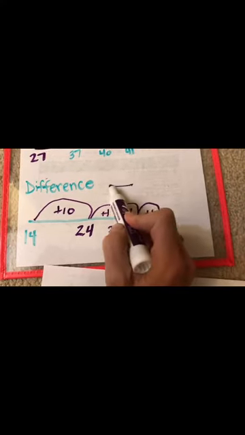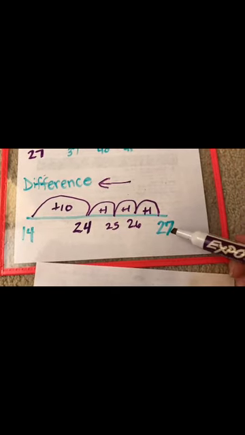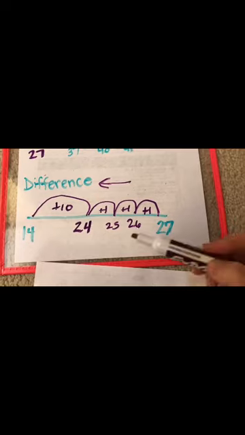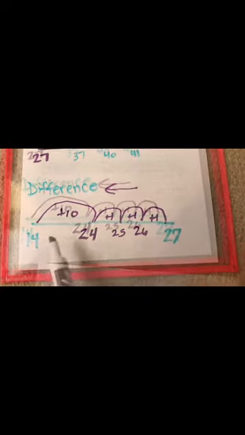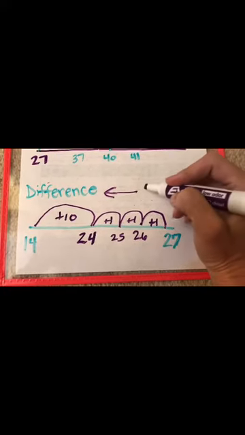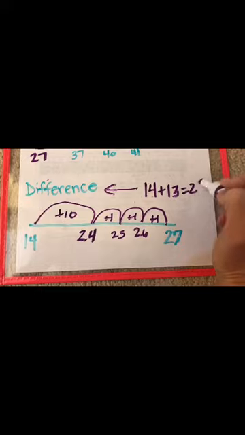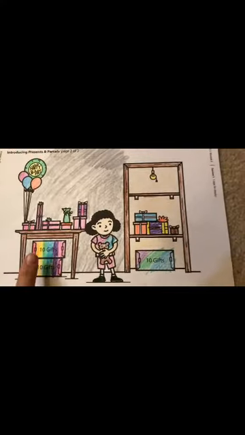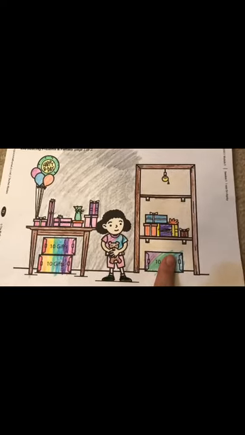So when I'm focused on finding the difference, if I said, how many more is 27 than 14? It's 10, 11, 12, 13, so 14 plus 13 equals 27. And when we apply that back over here, we can say that we know that there are 13 more gifts on the table than there are in the closet.